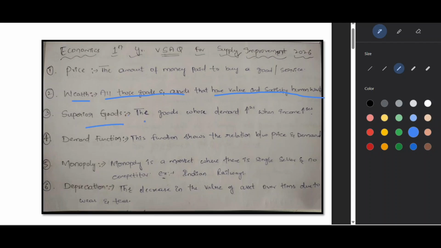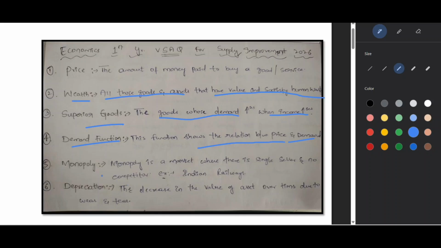Next, superior goods. Superior goods means the goods whose demand increases when income increases. It means whenever the person starts earning more income than the previous income, then the demand for the goods will increase. These types of goods are called superior goods. Next, demand function. Demand function is a mathematical expression which shows the relationship between price and demand. It shows the inverse relationship: as the demand increases, the price decreases, and as the price decreases, the demand increases.